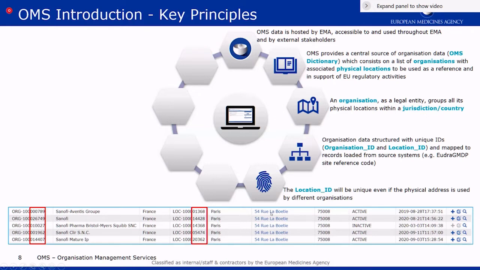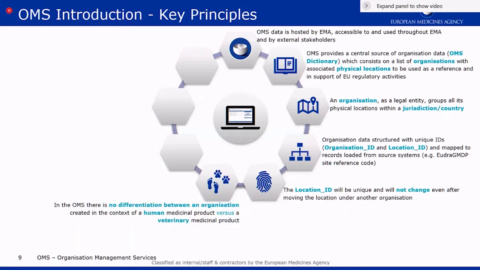For that reason, a new loc ID, a unique ID, will be assigned because they each represent a different relationship. We have this location that is under this organization. It's a different relationship to, for example, this last one that is linked to a different legal entity. All these IDs are unique. You can use the loc ID as a reference to find the correct legal entity that is using that location.